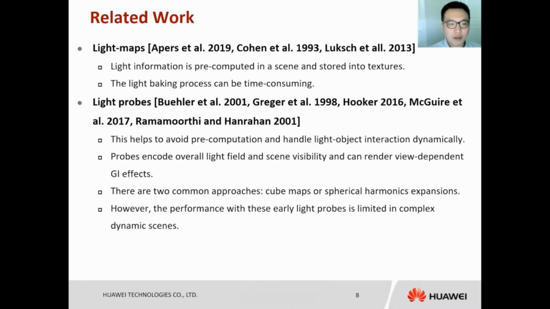Light maps compute light information using a precomputation in a scene and store it into textures. This light baking process can be time-consuming. Light probes help avoid this precomputation and handle light-object interactions dynamically. Probes can encode the overall light field and visibility and can even render view-dependent GI effects, but through cube maps or spherical harmonic expansions. However, the performance of these early light probes is limited in complex dynamic scenes.